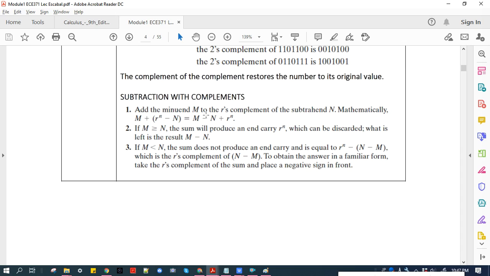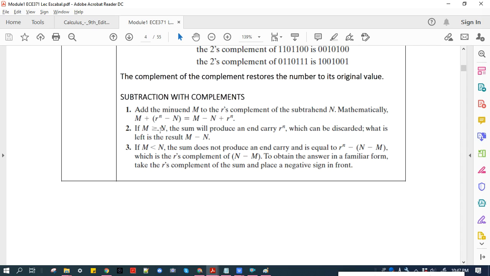So add the minuend M to the r's complement, not the diminished Radix Complement. Add the minuend to the r's complement of the subtrahend N. Mathematically, that's M plus. First, you need to get the r's complement of the subtrahend, and that is using this formula, r to the n minus 1.